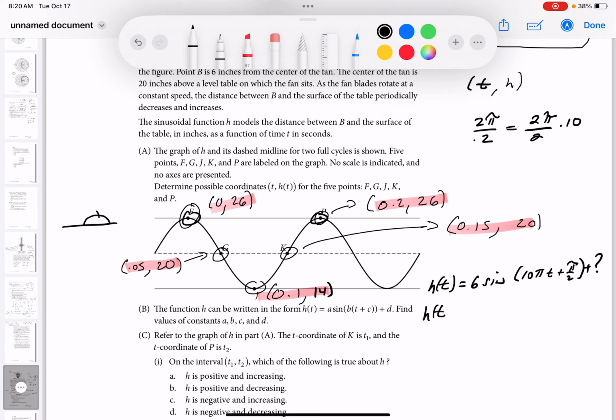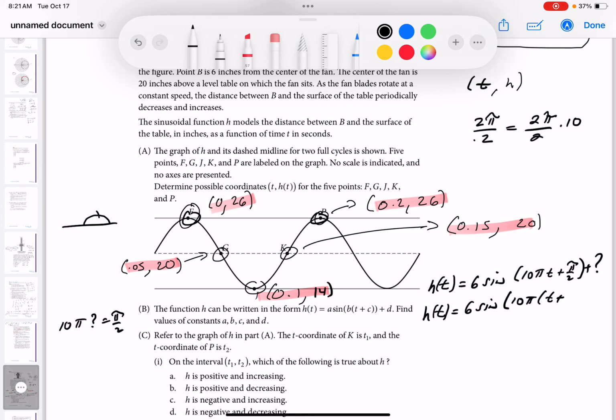But I'll get this thing later, but right now I'm going to try to get this h of t down to look like their h of t. It's going to be 6 sine, and I'm going to factor that now. I'm going to factor out 10 pi, because they get a t there, right? This is 10 pi t. Well, let me put this down. So it's going to be 10 pi times something, right? What are they calling it over here? I think they're calling it c. So I got to figure out what number, 10 pi times what number would be pi over 2.